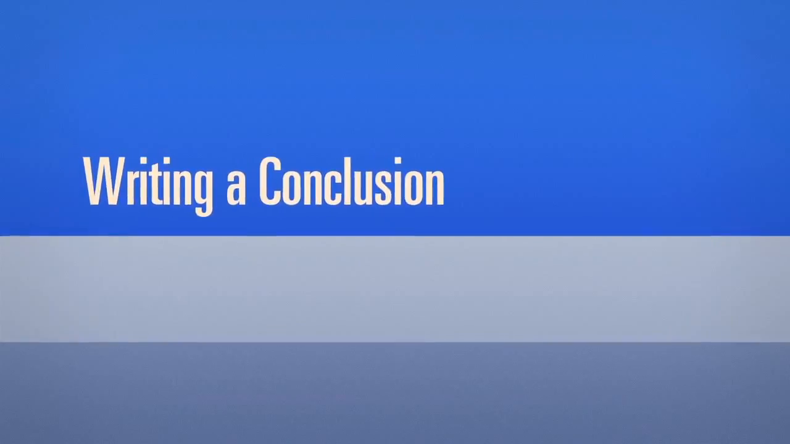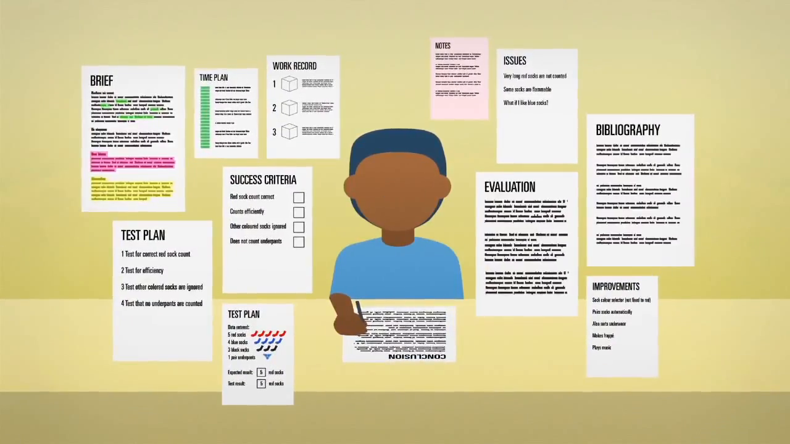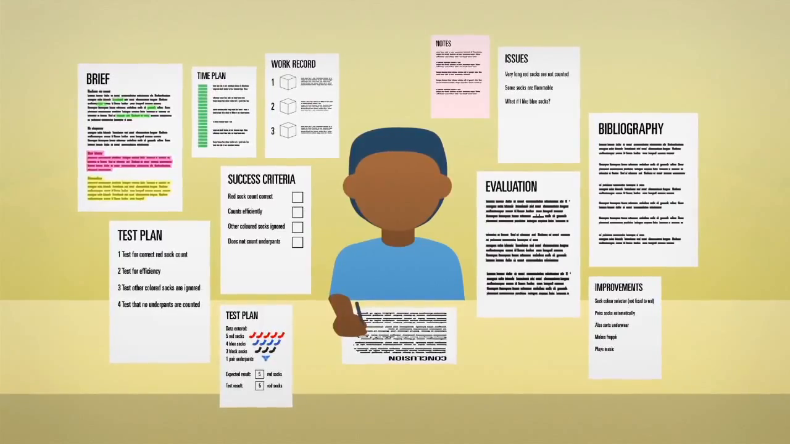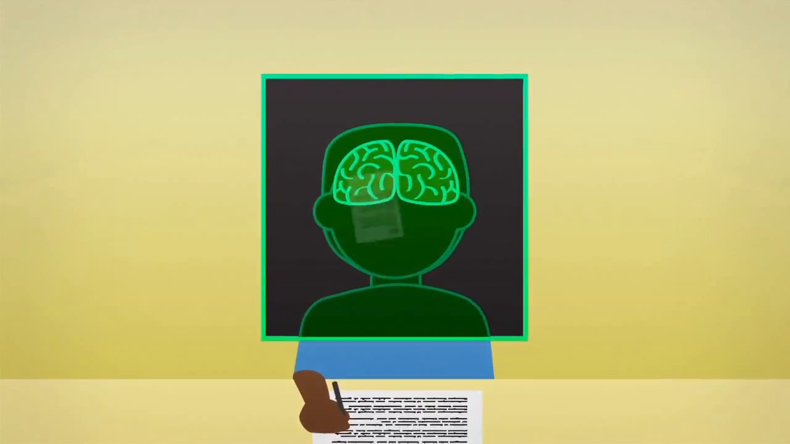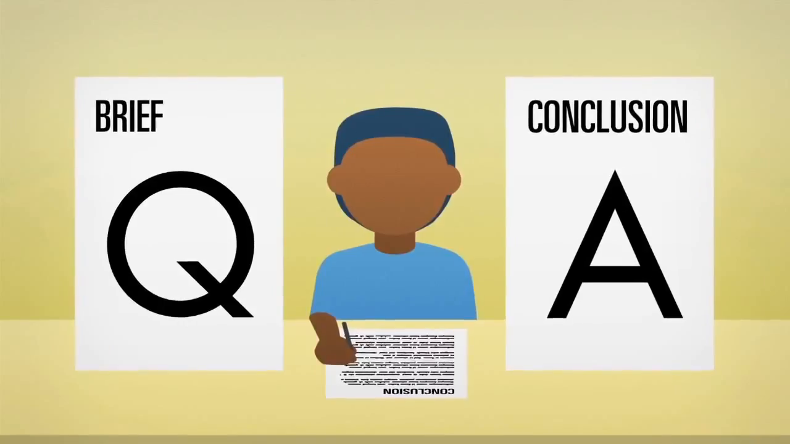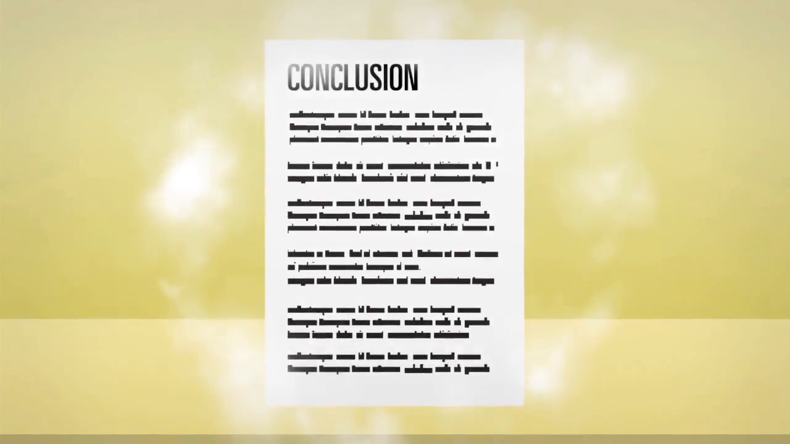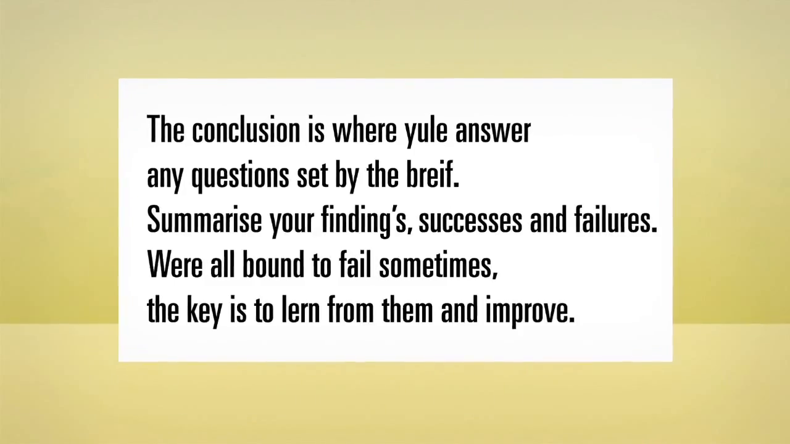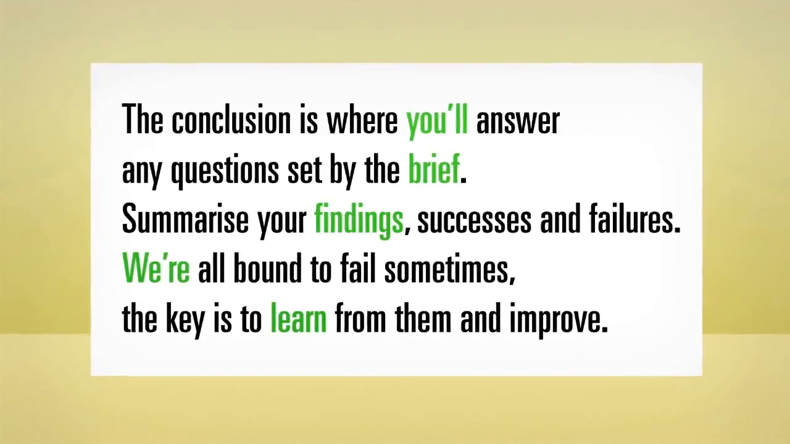Writing a conclusion. Your conclusion should summarise what you have found out by carrying out the practical investigation. You may not have fully achieved the intended outcome, but what did you learn? The brief may ask you some questions that you need to find out answers to. The conclusion is the place where you bring everything together to answer these questions. Again, remember to check your spelling, punctuation and grammar and use of technical terms.